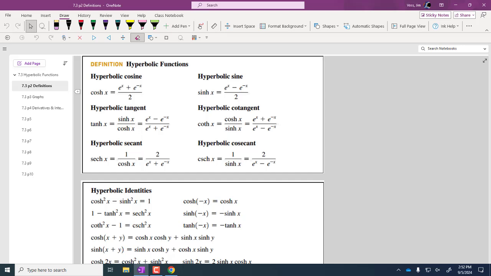What is the version of Euler's formula that's the most famous in the world? e to the pi i plus 1 equals 0. That's the most famous math equation in the world. It's been the most famous math equation for thousands of years.